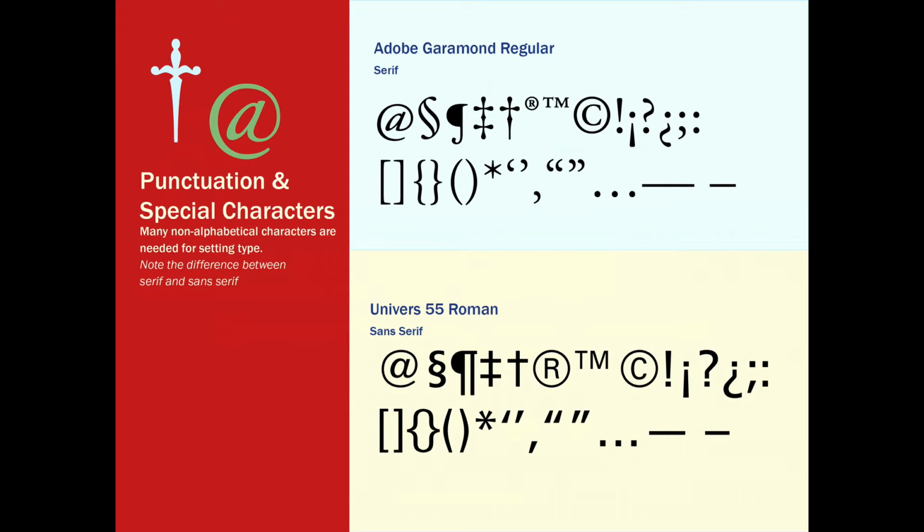The punctuation and special characters that are a part of every standard typeface can look very different between typefaces. If you compare, for example, the section mark in Garamond Regular and Universe, you can see they look quite a bit different.